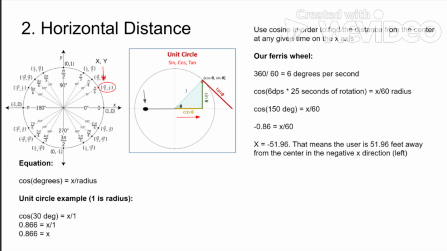You might be wondering, that doesn't make sense. How could you have a negative distance? Well, it's not actually negative. If we do the math and multiply that times 60, it gets negative 51.96. And if you look at our unit circle example, you can see that where the arrow is, I put a dot, and that means that he's going to be left of the vertical axis. Now, the same can apply to your height. You can have a negative height if you're below the x-axis. But in this case, we get negative 51.96, or 51.96 away from the center of the 0, 0 at 25 seconds of rotation.